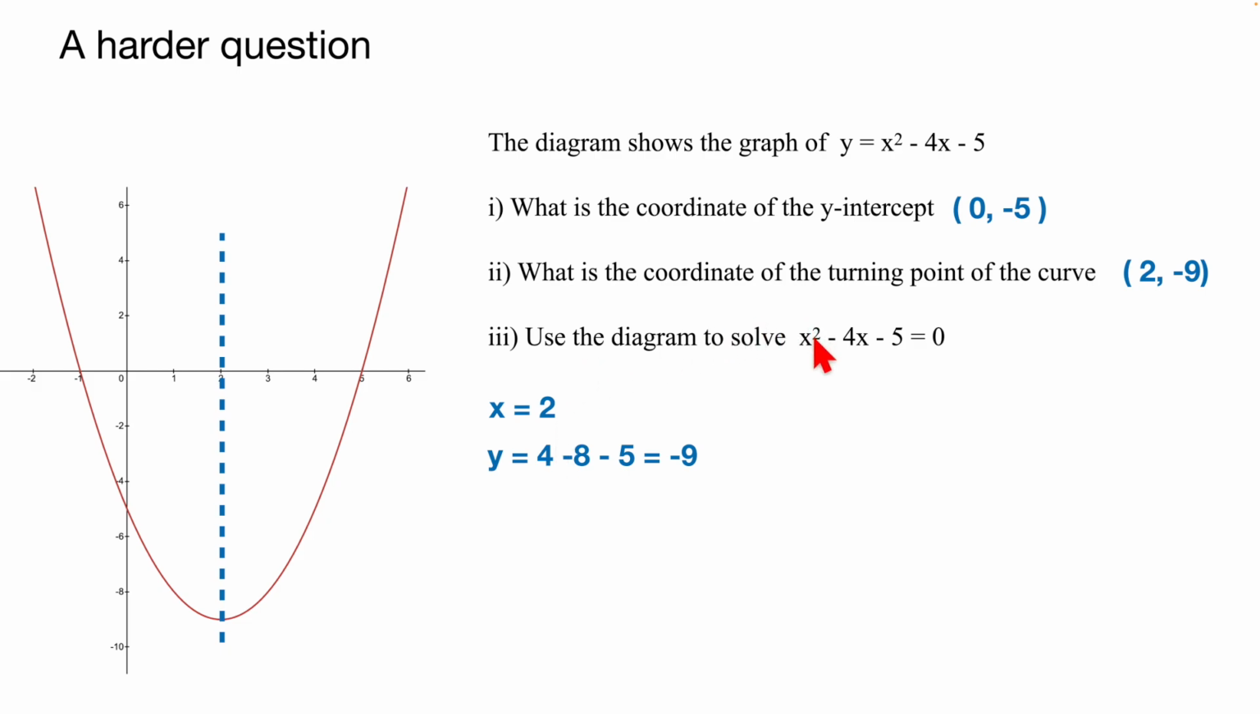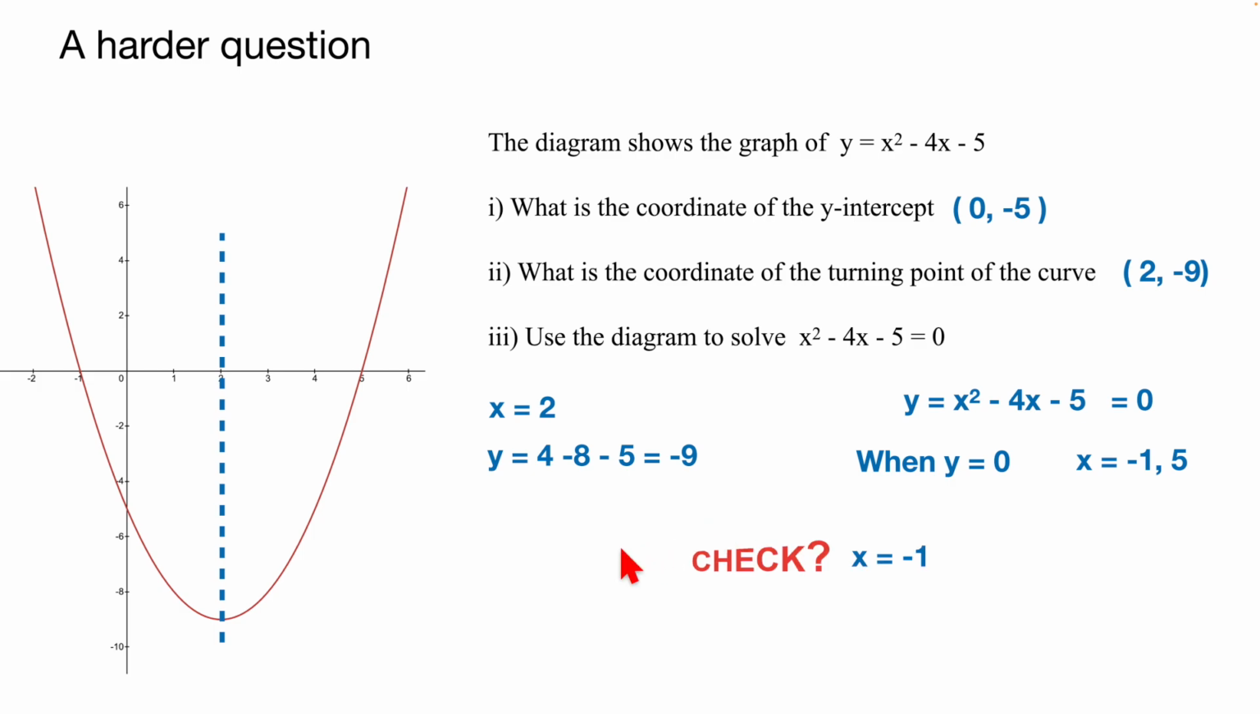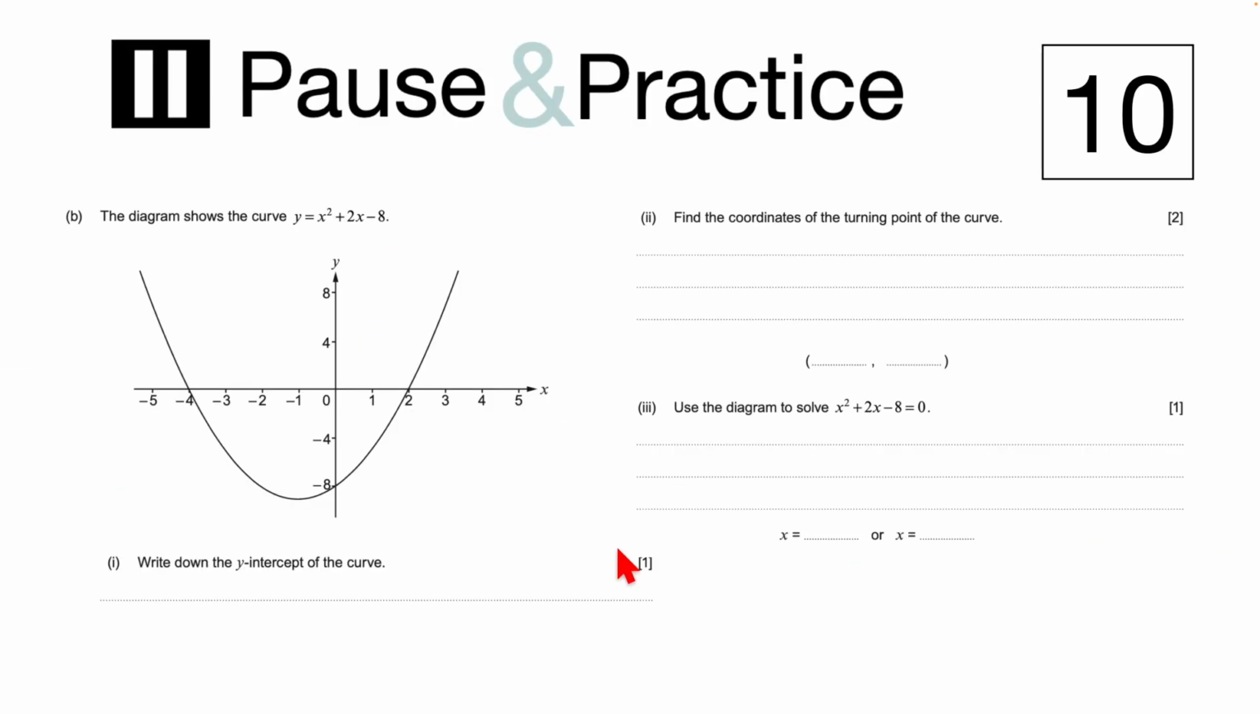Use the diagram to solve x squared minus 4x minus 5 equals 0. Brilliant. That's the same as the graph. So I'm just going to read minus 1 and 5. Equals 0. When y equals 0, x is equal to minus 1 and 5. Am I going to check? Probably not in the real world, but we're not in the real world, are we? So there we are. There's a check. I'd be very happy about that. I might check later on in the exam.